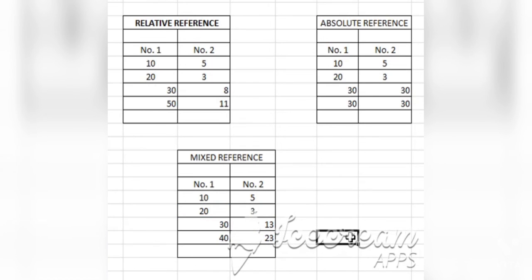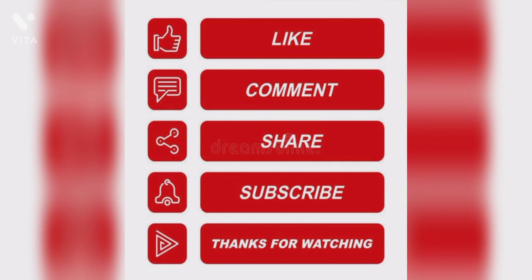So in this way, in relative reference, row and column both can change. In absolute reference, the row as well as the column cannot change, and you use two dollar signs, before the row as well as before the column. In mixed reference, you can use one dollar sign before the row or before the column. So this is all about cell references in Excel.